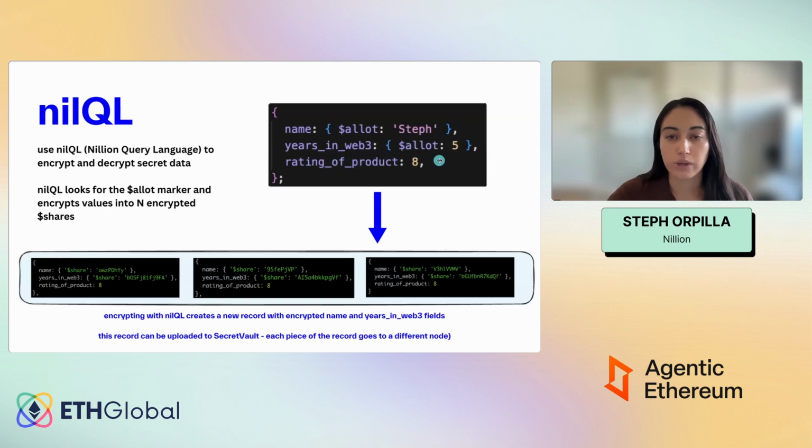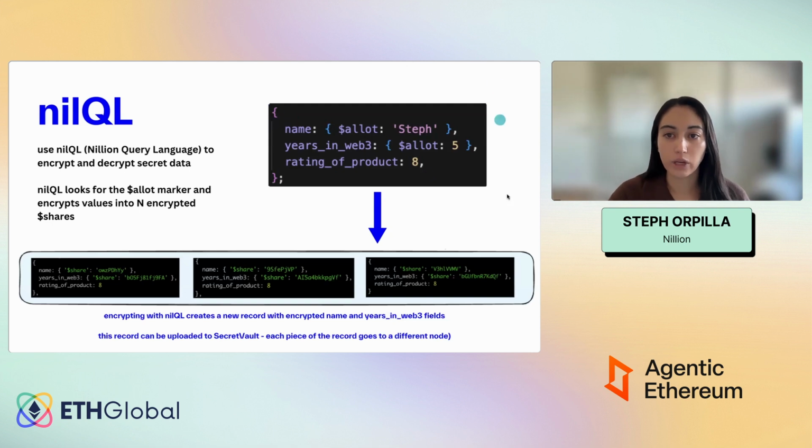I also want to encrypt the number of years that I've been in Web3. So I also have an allot property there showing this number should be encrypted before it's stored. For rating of the product, imagine that's something that's just in a survey. That's not sensitive to my application, so I don't need to allot that. That can just be stored in plain text.